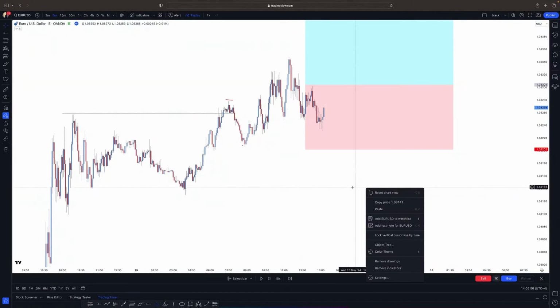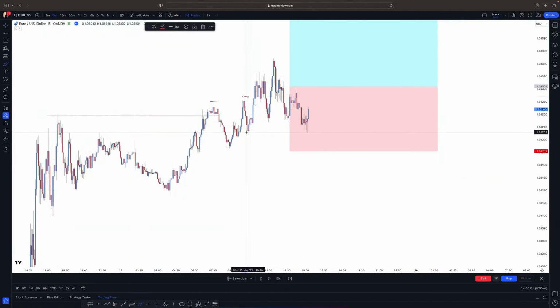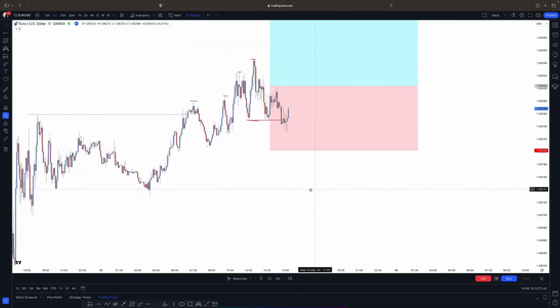So exactly right here, structure shifted, high, low. We took out this high, created a new high, a new low, created a new high. So we are creating higher highs and higher lows. But right here, structure shifted from this higher low. We broke this low, so we created a lower low, right?